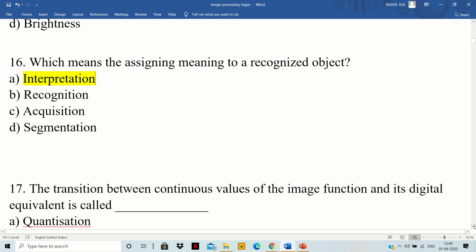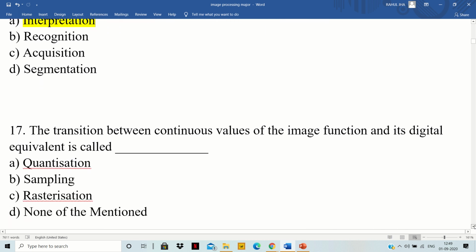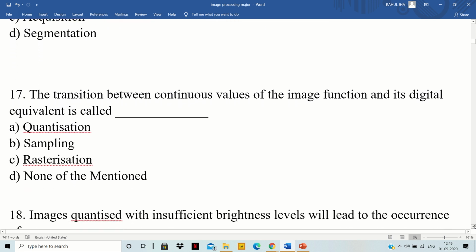Next question. The transition between continuous values of the image function and its digital equivalent is called? Option A is quantization, option B is sampling, option C is rasterization. So the right answer for this question will be quantization. The process of transition between continuous values and digital equivalent is called quantization.